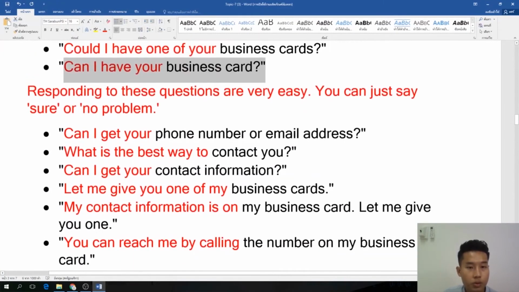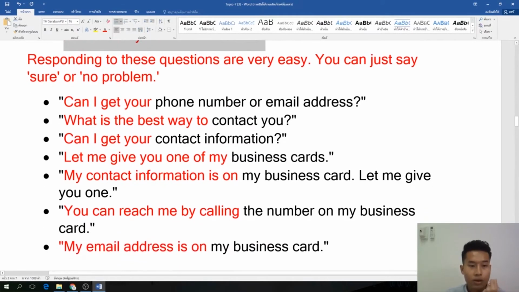Okay, responding to those questions is very easy. You just say sure or no problem. Can I get your phone number or email address? Sure, no problem. What is the best way to contact you? It's like, how can I contact you? Can you give me the ways to contact you? The same meaning as: can I get your contact information?